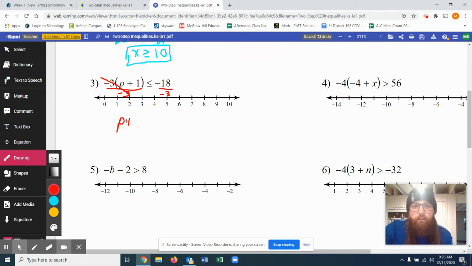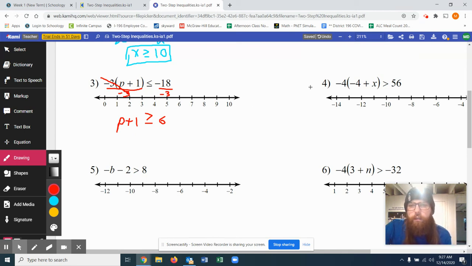On the right side, negative 18 divided by negative 3 is going to be positive 6. And then something very interesting happens. Whenever you decide to divide or multiply by a negative number, the sign of the inequality is going to switch sides. That's a rule that's true in all problems.